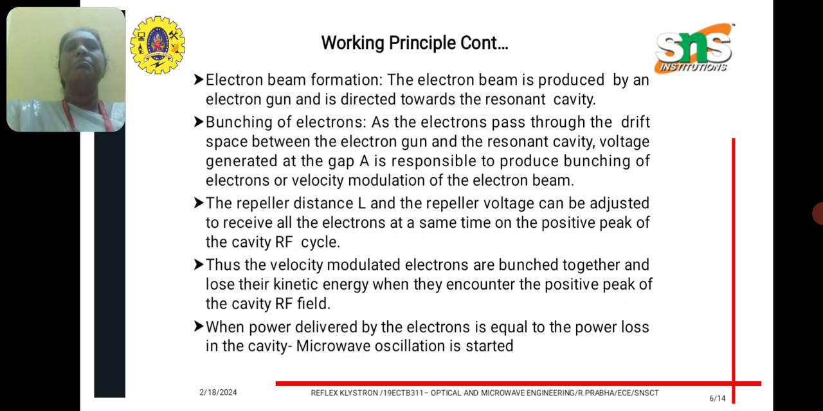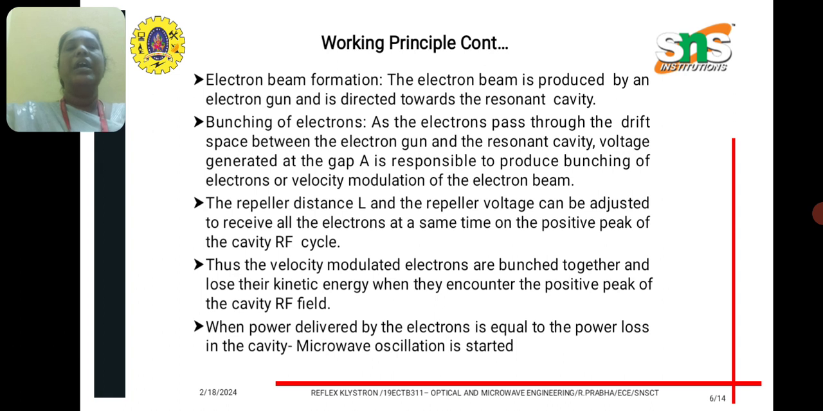Next, the electron beam formation. The electron beam is produced by the electron gun and directed towards the resonant cavity. Next is the bunching process. When they propagate through the drift space between the electron gun and the resonant cavity, a voltage is generated at the gap, which is responsible for producing bunching of electrons, or velocity modulation of the electron beam.